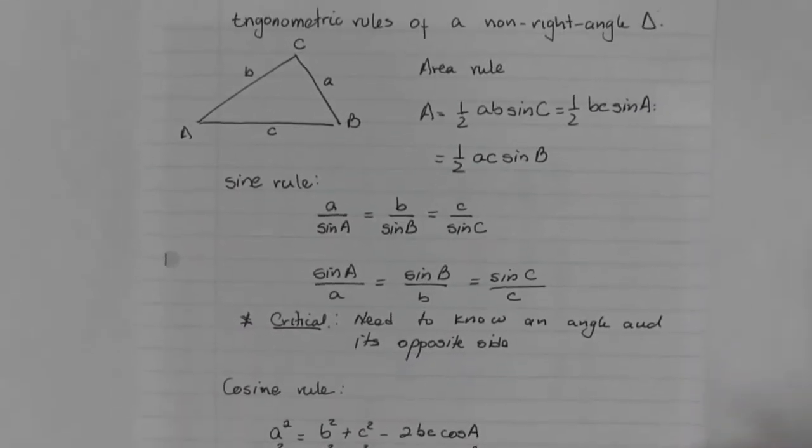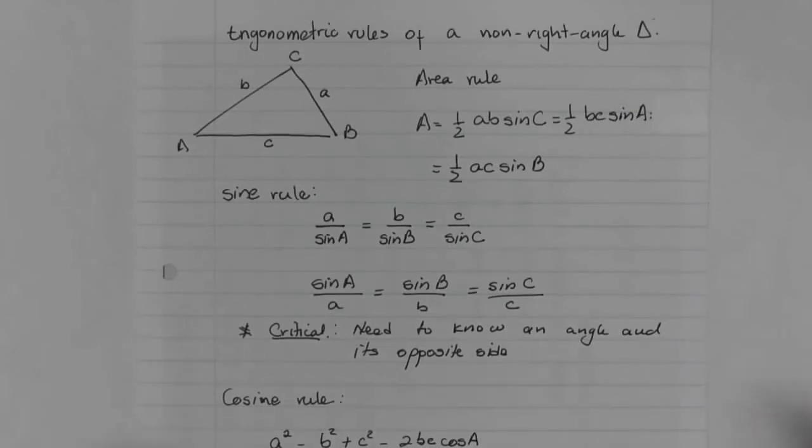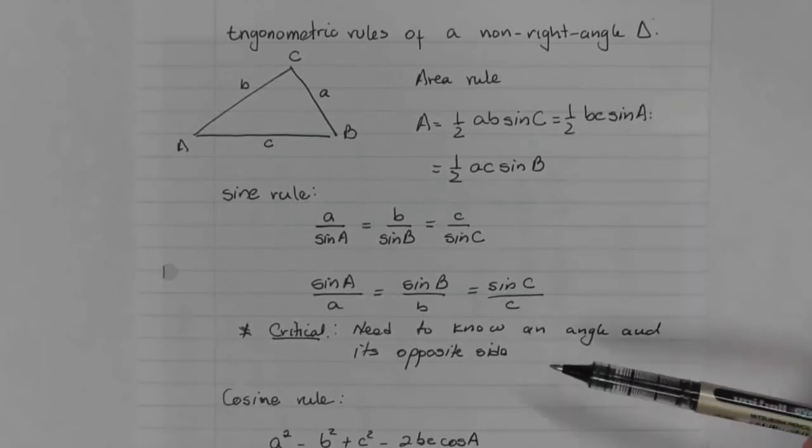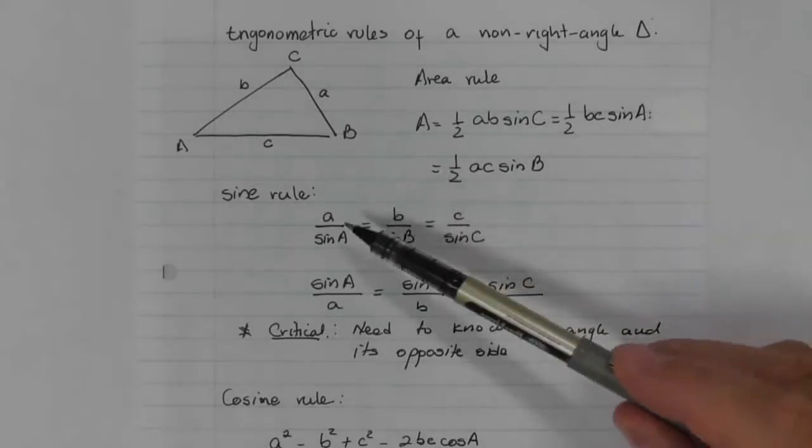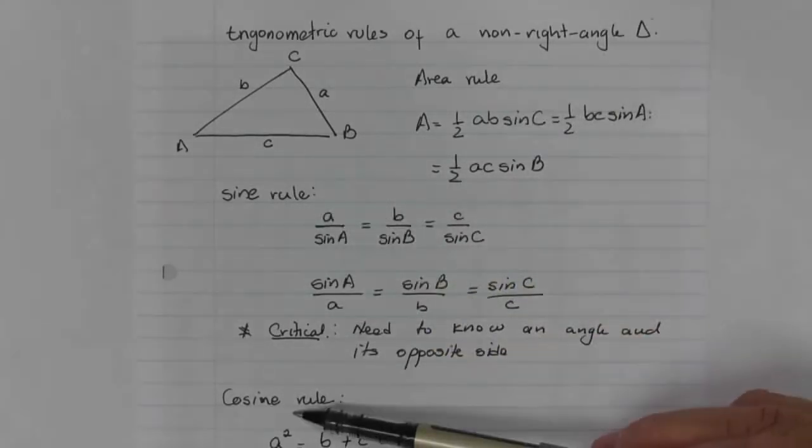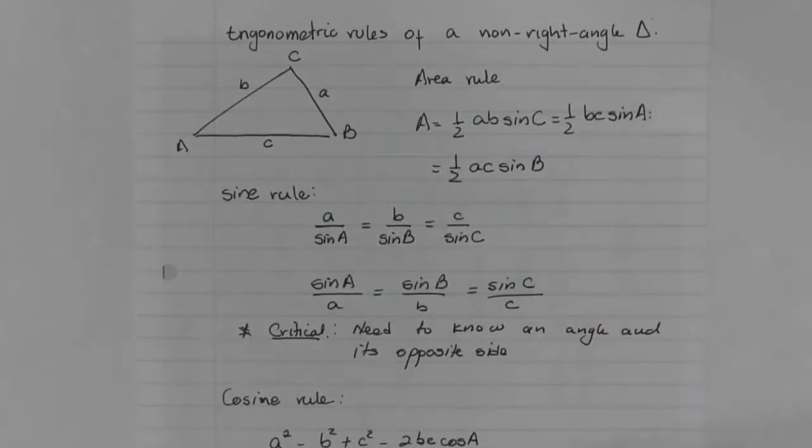non-right angle triangle. Remember that these are rules that apply to any triangle, and I did mention in class, they also apply to a right angle triangle. But because in the right angle triangle I've got the trigonometric ratios that are well defined, I don't really need to use these rules. What do these rules allow me to do? Both of them, the sine rule and the cosine rule, allow me to solve a triangle.